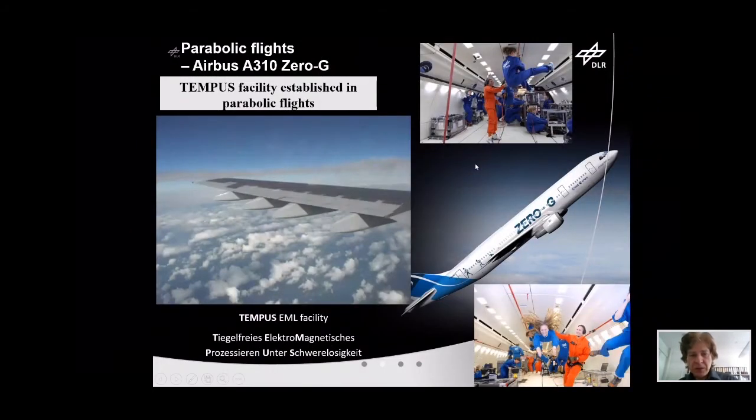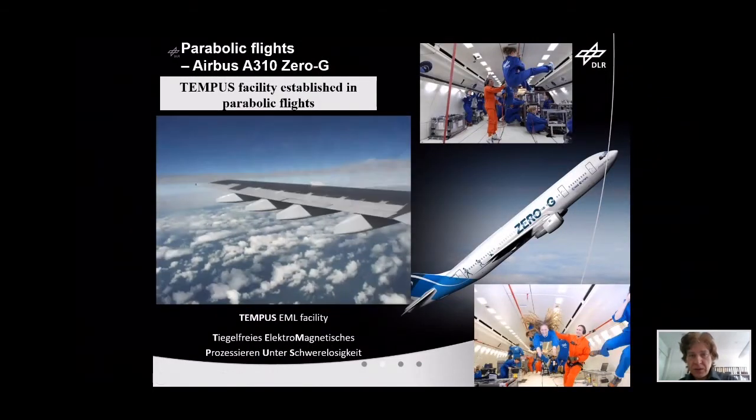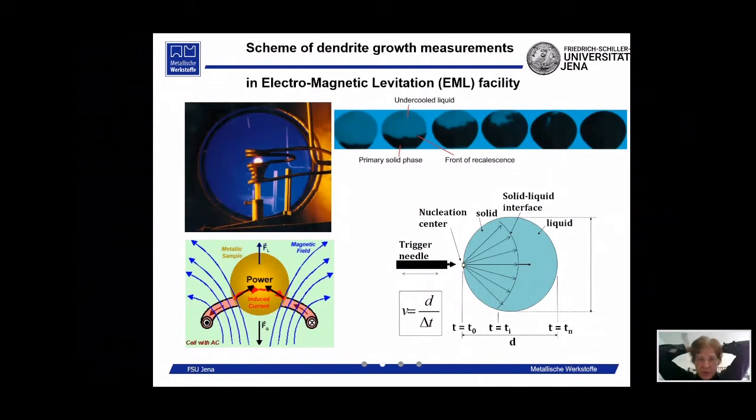So now a few words about measurements of the solidification kinetics. Once again, we have a coil, we have a liquid droplet. It looks very bright because the temperature is very high. Normally we have about 1000 Kelvin or 1200 Kelvin or even higher, depending on the metal or alloy.